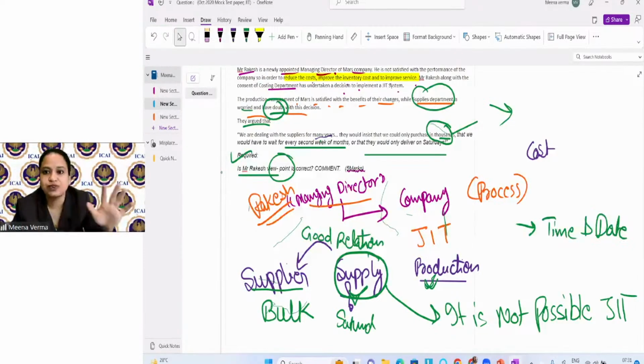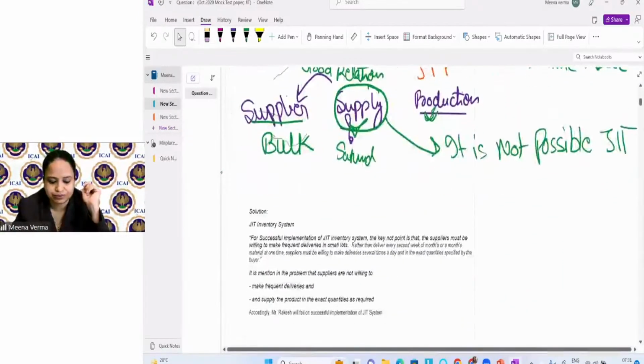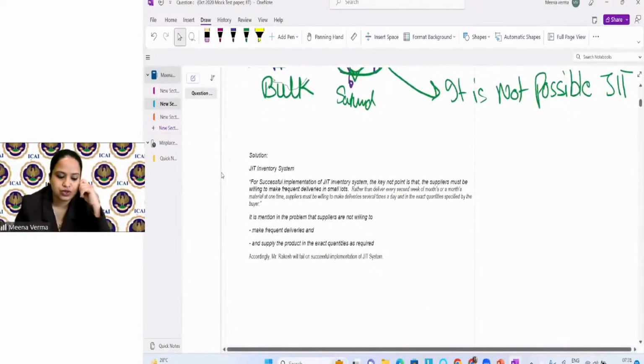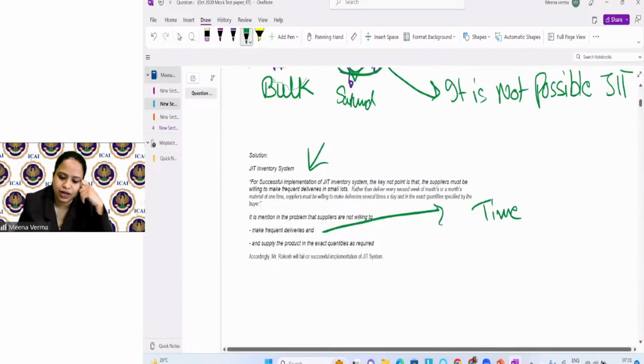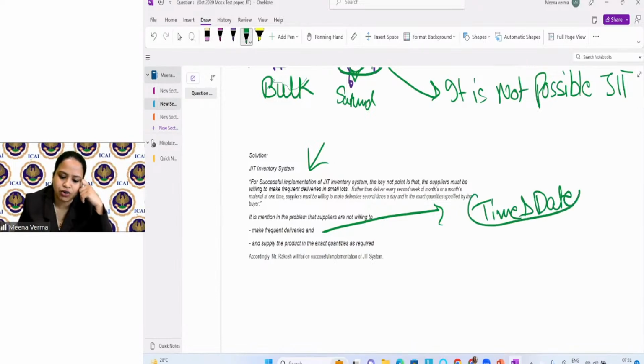No, because we have learned 9 conditions of just-in-time system. It is not satisfying here, right? So not at all possible to implement just-in-time system here. Just-in-time inventory system needs frequent delivery on exact time and date. We need the delivery of material on exact time and date. We need frequent delivery. So not possible to implement just-in-time system.